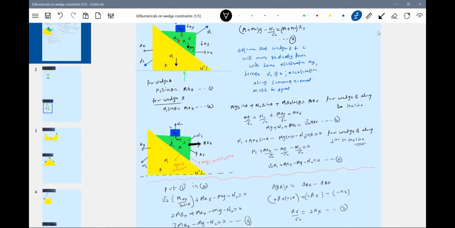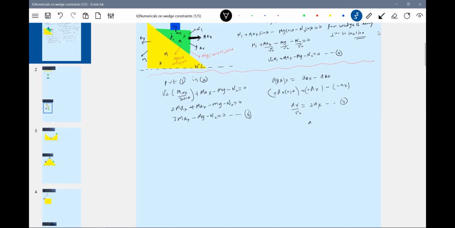That AR sin theta only is what AY, no? Acceleration of the block, or acceleration of the wedge with respect to ground along the y-axis, AR sin theta only. So I'll get a relation between AR and AY now.